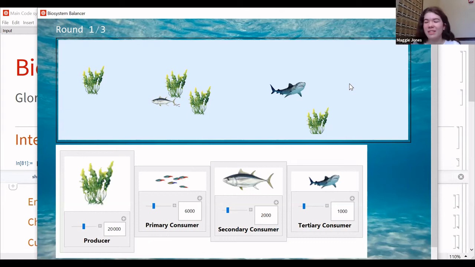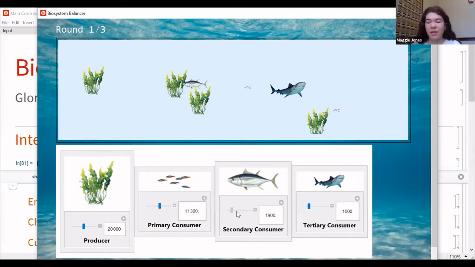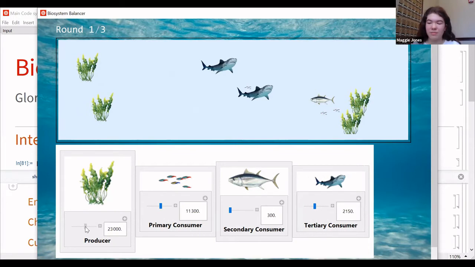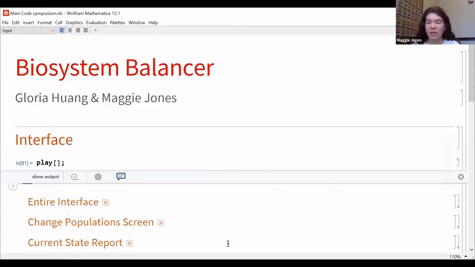Sorry. This brings us to the change population screen. The change population screen will be shown to the user at the start of every round played. The intention of this screen is to allow the user to change the starting populations of each species. Changing populations will change the solutions to the differential equations and thus change the resulting populations. There is one correct starting population value for each species that will result in an ecosystem in equilibrium, or rather a balanced biosystem. This value is what the user is trying to find on this screen. After adjusting populations and you're satisfied, you can click Calculate Populations, which will take you to the current state report.